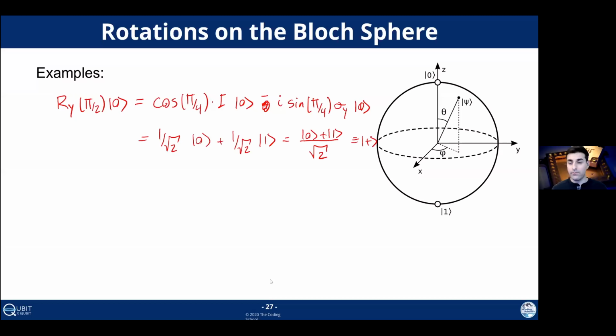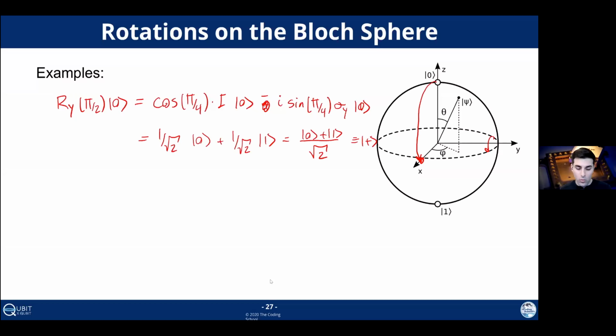And also, again, when we look at this on the Bloch sphere, visually, this should make sense, because when I'm rotating around the y-axis now by pi divided by 2 radians, or 90 degrees, I end up on the x-axis. And again, the point that I end up at is the plus state.